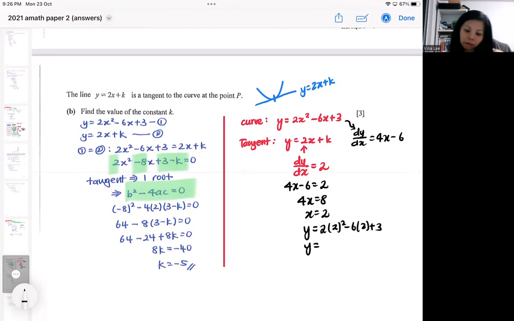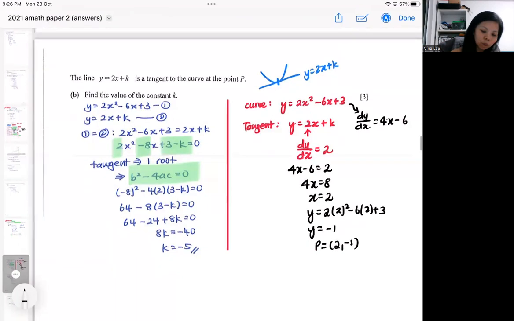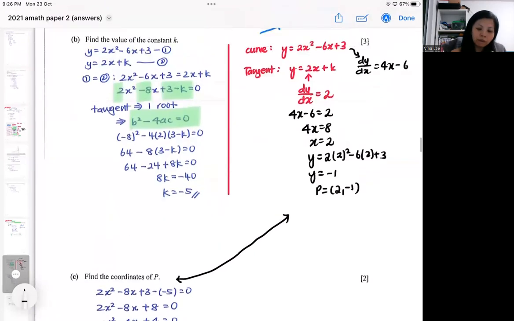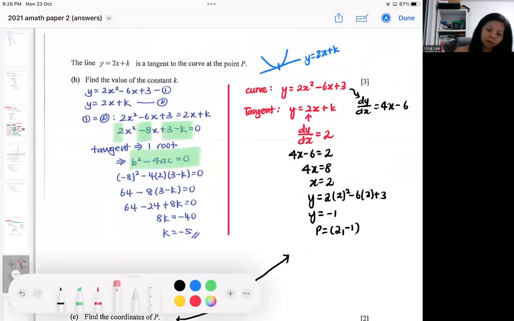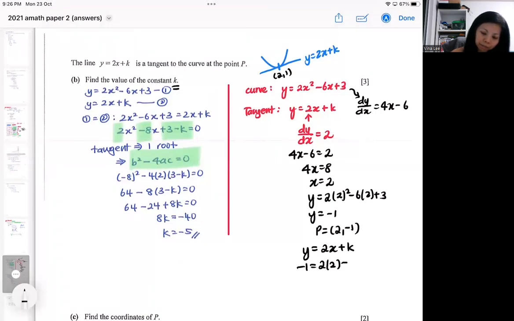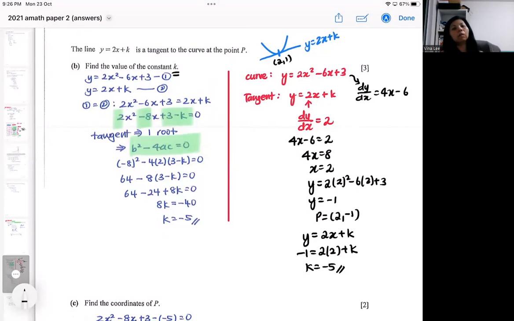2 times 4, 8, minus 4, minus 4, plus 3 is -1. So in fact, you find the coordinate first, which already answers the third part of the question. But the question here is asking for k, which is also very easy. This will be the common point between the curve and the straight line. So you put this point into the straight line, and you will still get the same answer, and you will also be finding the coordinate that the question wants.